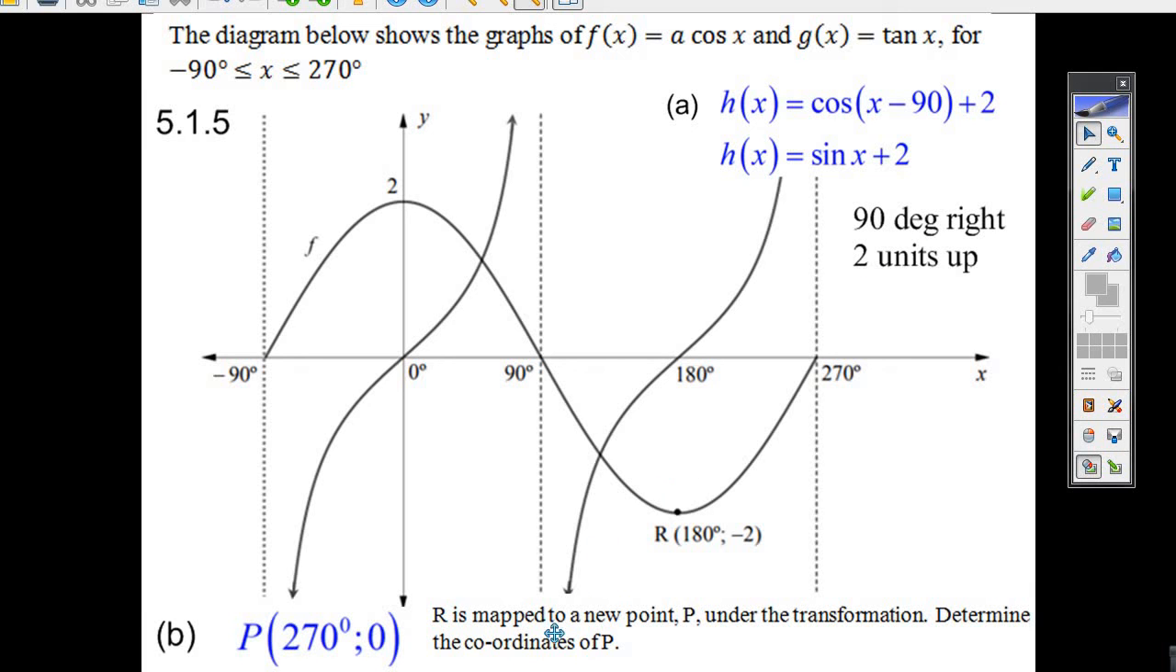That's right. Okay, the next question says, r is mapped to a new point P. So this r, when it goes 90 degrees right and then goes 2 units up, where will it be? I figure it's just 270 and 0. So when this graph gets transformed, every point moves the same way. So you go 90 degrees to the right, just go to 270, and go 2 up.